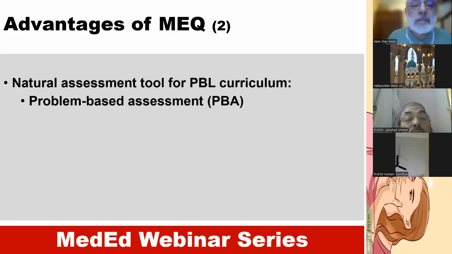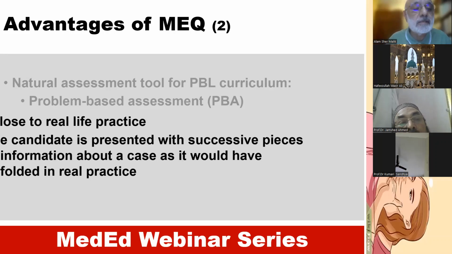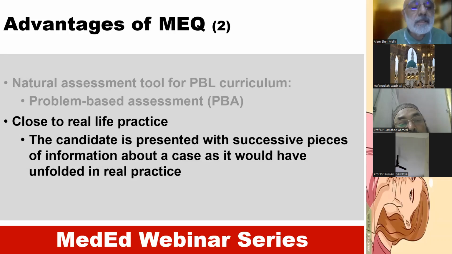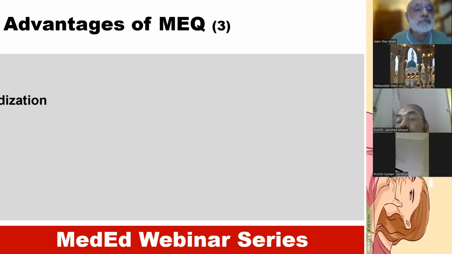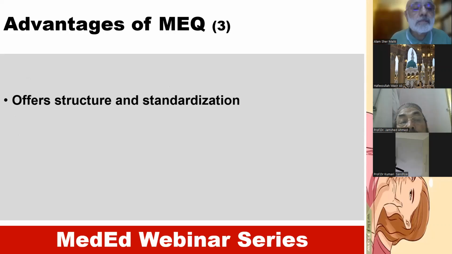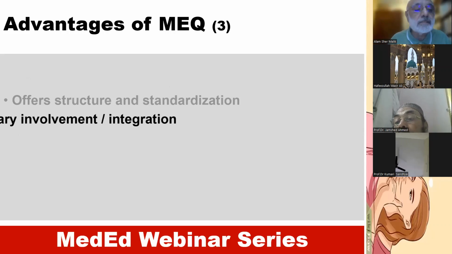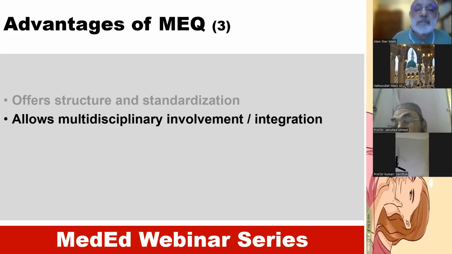It is a natural assessment tool for PBL curriculum. If you are following a problem-based learning curriculum, then this is the most suitable method of assessment. It is really close to real-life practice. The candidate is presented with successive pieces of information about a case, as it would have unfolded in the real practice. It offers structure and standardization, allows multidisciplinary involvement.